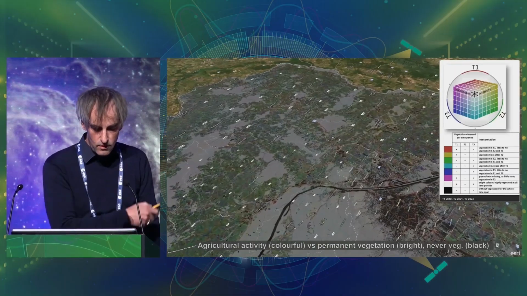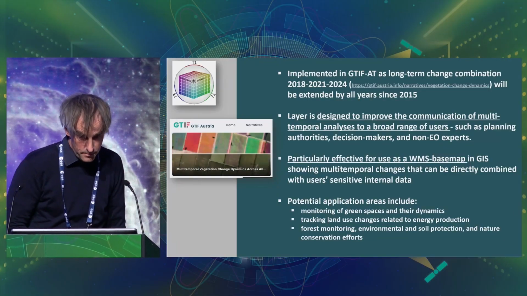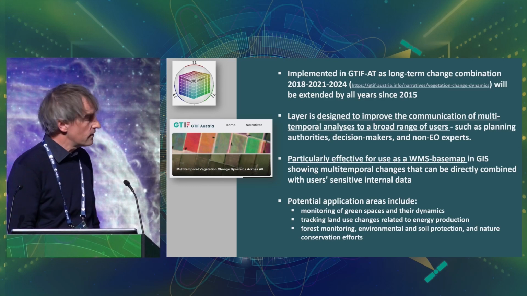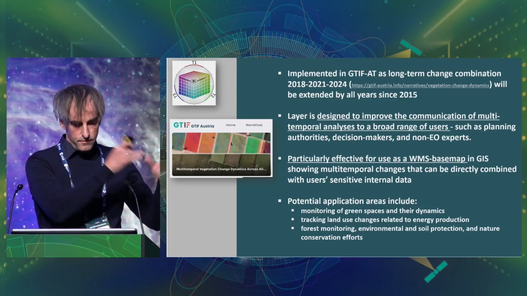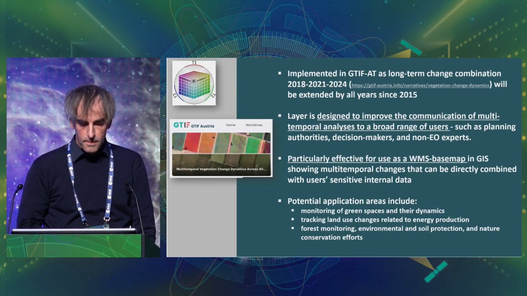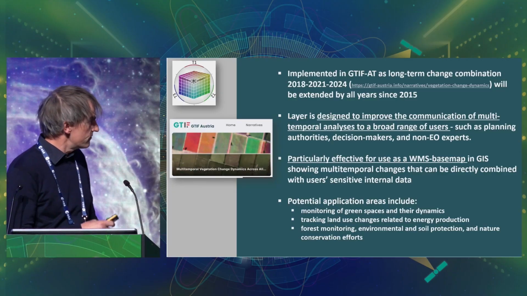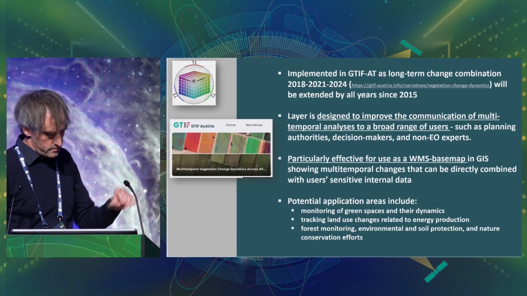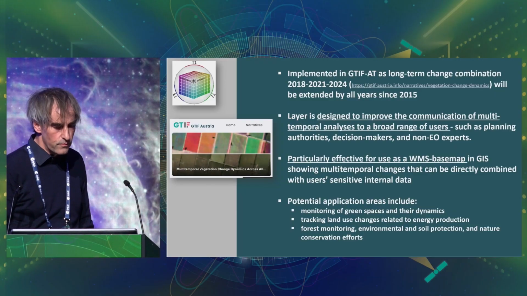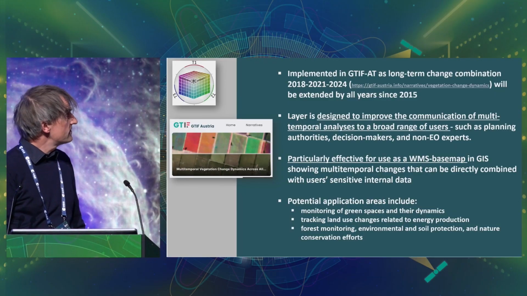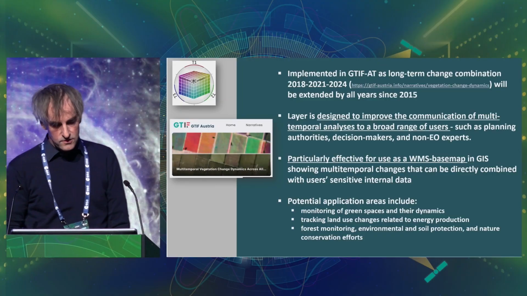You can look up that video also online, so I will skip to the next slide to speed up a bit. So that's now implemented in the GTIF AT, so Austria, a subset of the initial GTIF initiative. We will extend that to all years since 2015. We know there are problems for 2015 and 2016 where we have only one Sentinel-2 satellite, but it still works quite well. We designed that to improve the communication of multi-temporal analysis to a broad range of users.